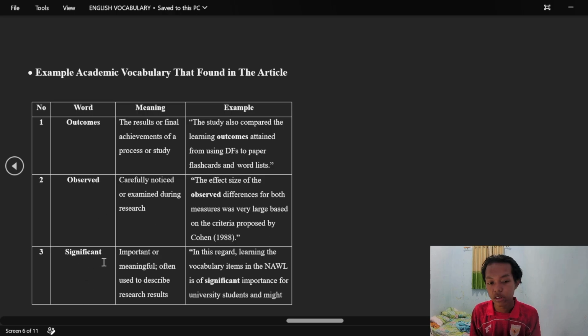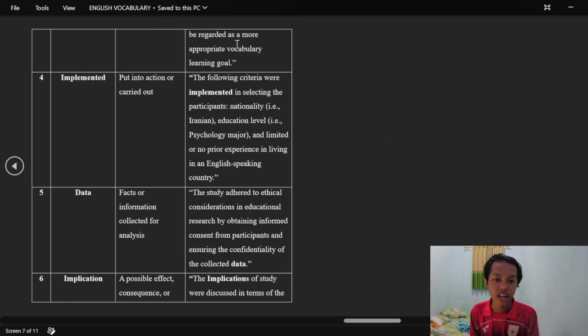Third example is significance, meaning important or meaningful, often used to describe results. The example is: in this regard, learning the vocabulary items in the NEO is of significant importance for university students and might be regarded as a more appropriate vocabulary learning goal. Fourth example is implemented. The meaning is put into action or carry out. The example from the article is: the following criteria were implemented in selecting the participants: nationality, education level, and limited or no prior experience living in an English-speaking country.